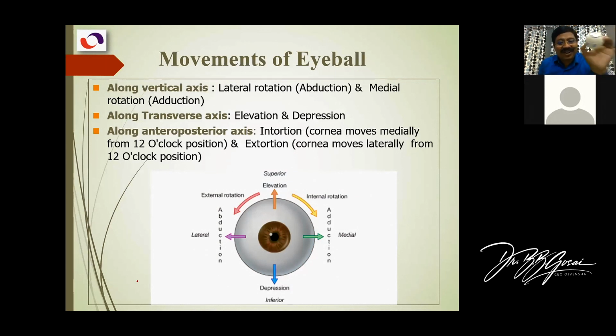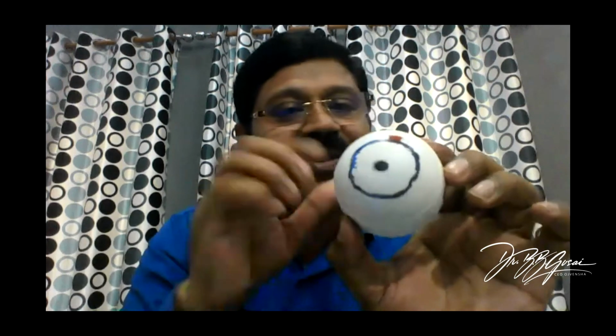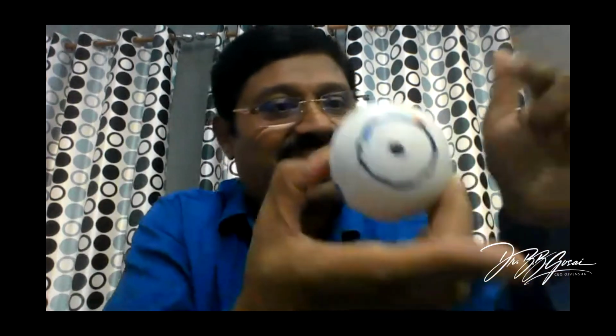What we'll do now is, I think I will stop sharing and I will keep this video as full screen so that you can see. So what happens is that because the axis of the orbit is oblique and all muscles are coming like this, it is not straight. So whenever you are moving the eyeball, it will move in different axes except the 2 pure muscles. So let's understand what is here.